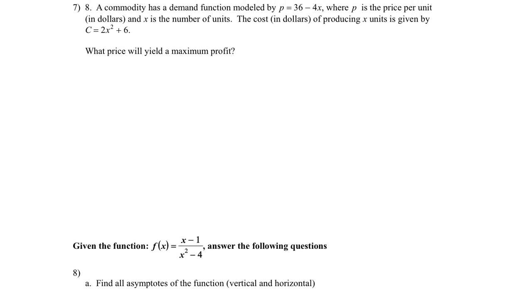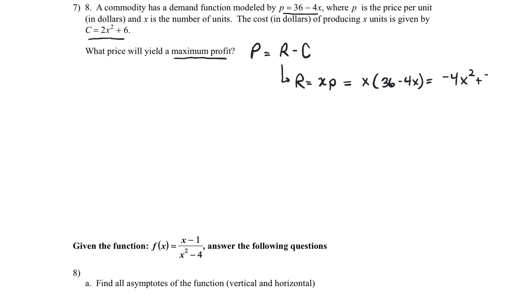Question 7 is from section 3.5. We have to find the price that will yield a maximum profit here. So remember, profit is equal to revenue minus cost. We have a cost function. What we don't have is revenue. So remember, revenue is equal to x times little p, which little p is given right here. So that's x, and little p stands for price, 36 minus 4x, which is negative 4x squared plus 36x.